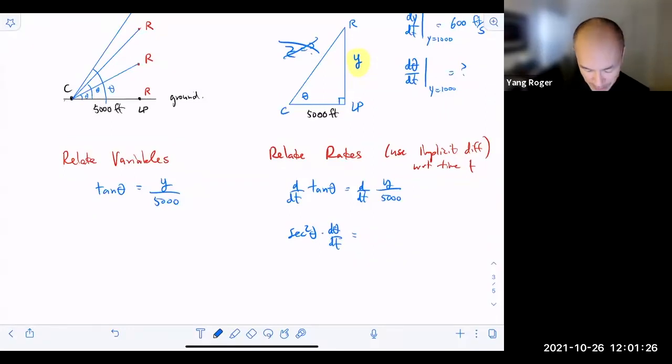On the right-hand side, you don't need to use the quotient rule because this is just a constant. So we use the constant multiple rule. That's like 1 over 5,000. That just stays there. The derivative of y is just dy dt. Does that make sense for everybody?